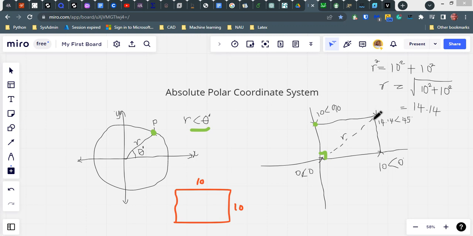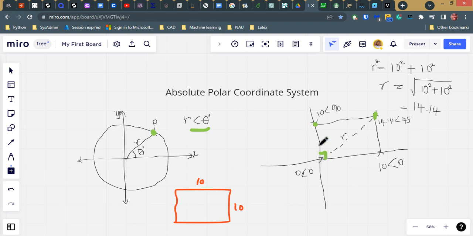So if I want to plot this point, all I need to do is check the distance from here to here, which let me call r for now. Since I know that here and here, both of them are 10, 10, if I use Pythagoras theorem, I should be able to calculate what r is, which is actually 14.14. So this point is now 14.14 angle 45. We should remember that this is a square, so the diagonal sustains 45 degrees with this positive x-axis.